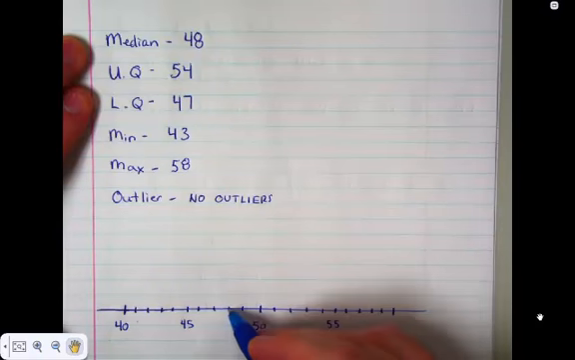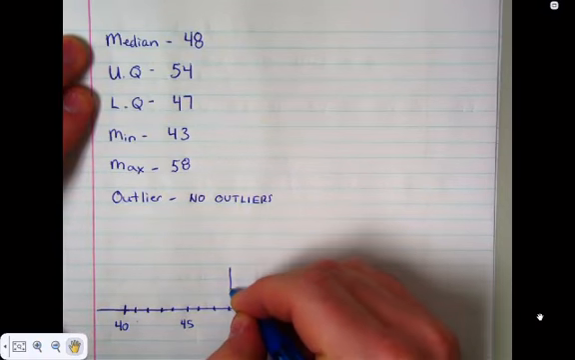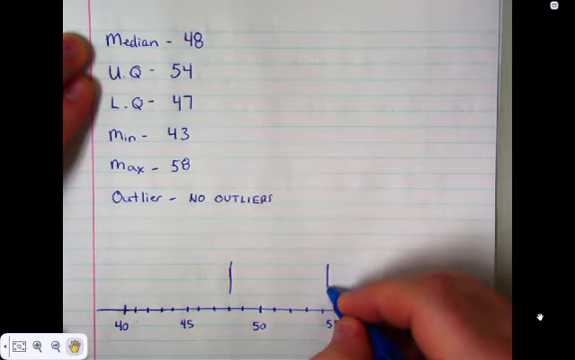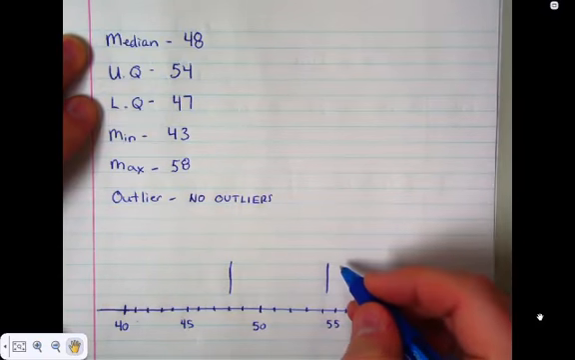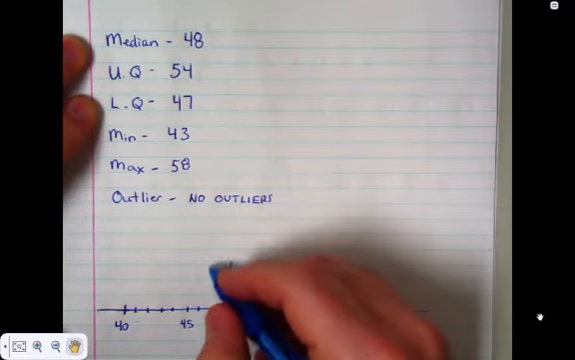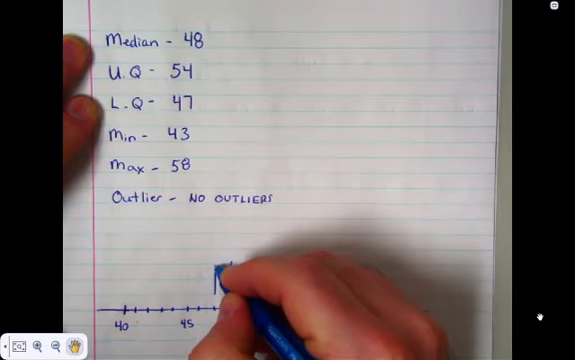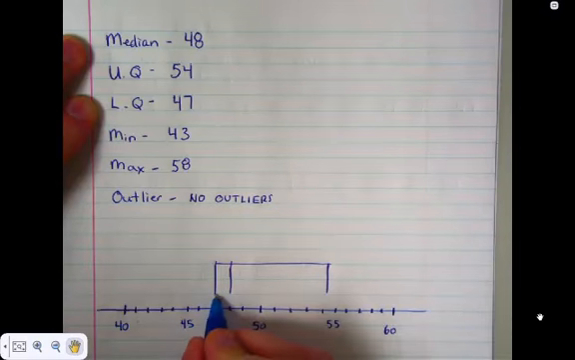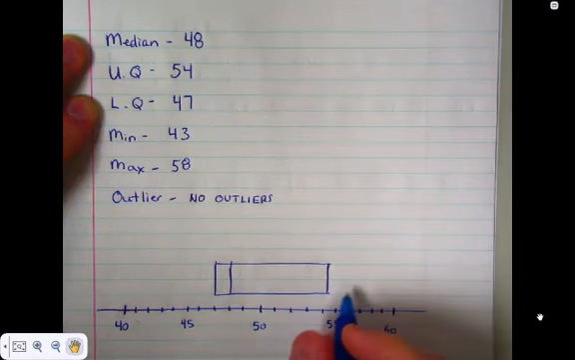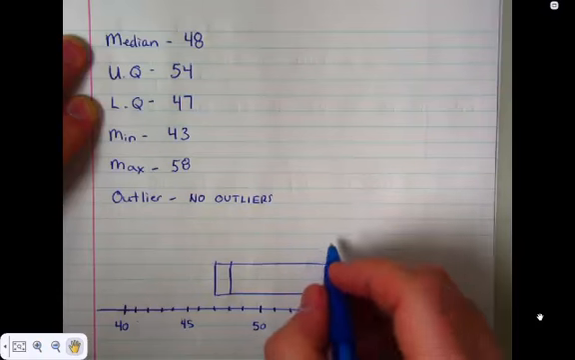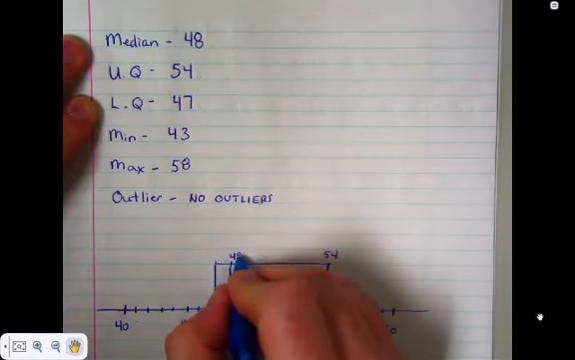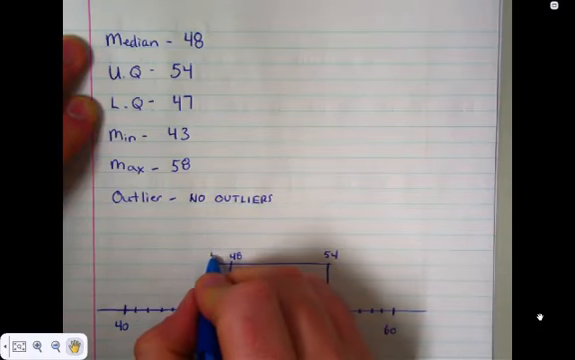So the median is at 48, so I'm going to draw a line above the 48. I'm going to draw a line above my upper quartile, which is 54. And I'm going to draw a line at my lower quartile, which is 47. Which is right here. Okay, this makes up my box. So I'm going to connect my 3 points. Okay, so once again, this one was 54. My median was 48, and my lower quartile was 47.